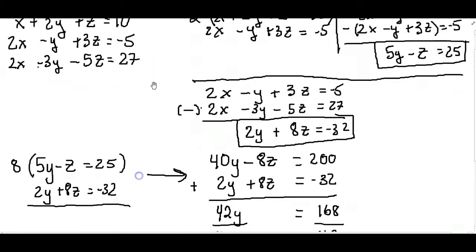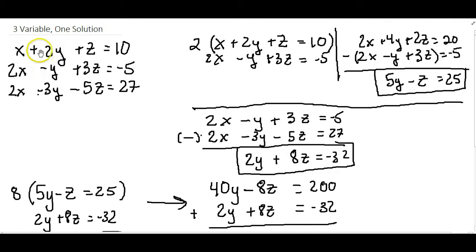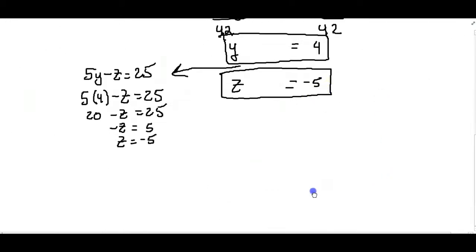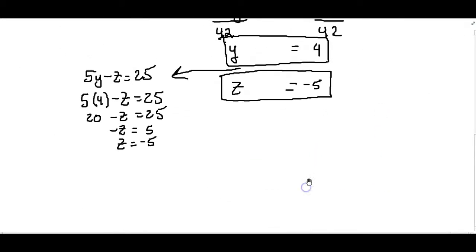Last, but definitely not least step, we then pick one of our original equations. We're going to go back up and look at that. We have x plus 2y plus z equals 10, 2x minus y plus 3z equals negative 5, and 2x minus 3y minus 5z equals 27. We'll pick the easiest one. We'll do the x plus 2y plus z equals 10. We know our values of our y and our z. So now we just need to solve for x.